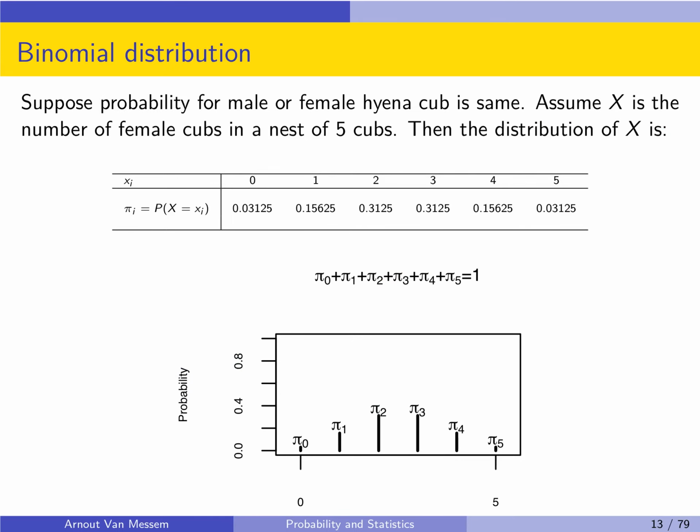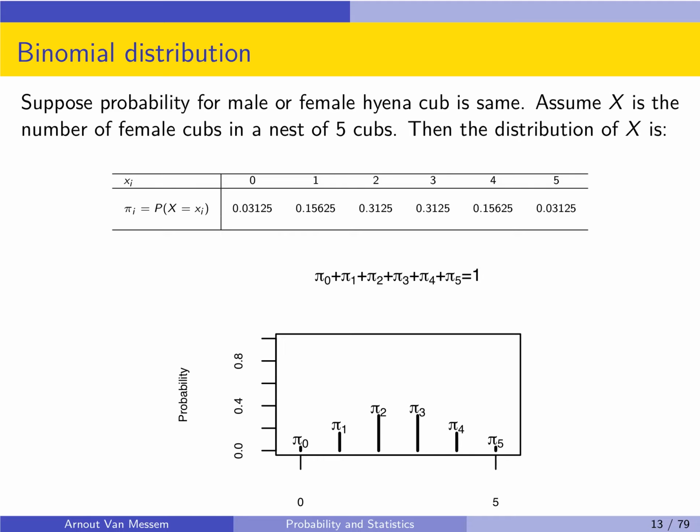Let's consider the following example. Suppose that the probability for male or female hyena cubs is the same. And then assume that x is the number of female cubs in a nest of 5 cubs. What do we know? We know that the probabilities are the same, so the probability for success is 1/2. And we also know that we are looking at the number of female cubs. So in this case, success is a female, and then what you want to do is count the number of successes over 5 cubs.